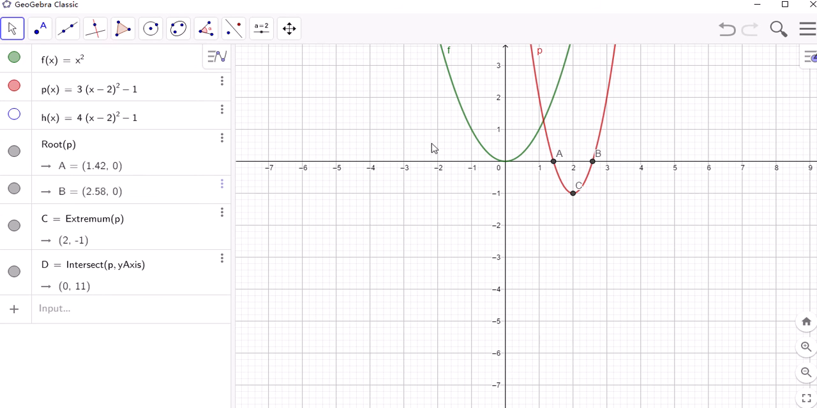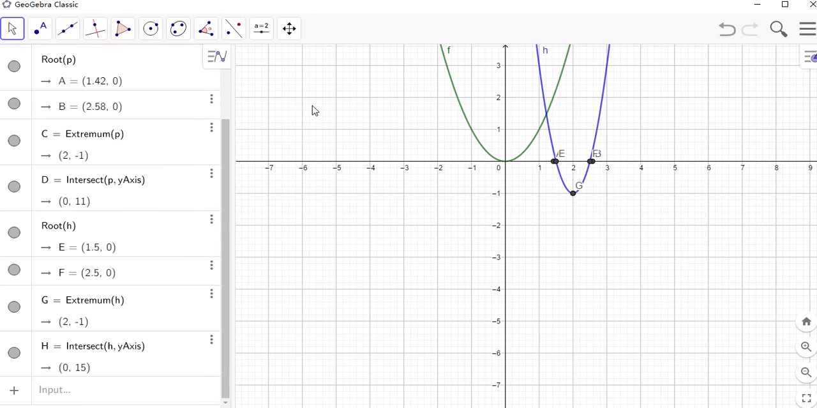And the y-intercept is 11. Okay, and the next, h(x). Close p(x), and then check the special points, that means critical points. We can get E and F. These are the roots. E is 1.50 and F is 2.5 here. And the minimum point is G. The coordinate is 2 and -1. The y-intercept is 15, so we show both.